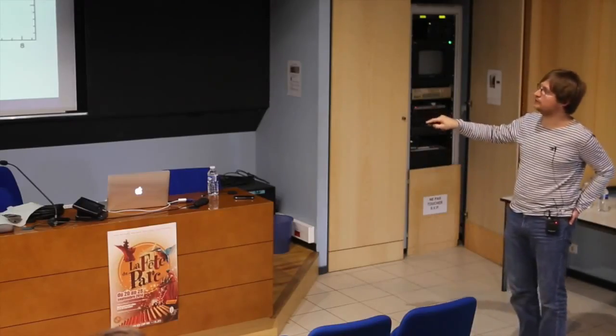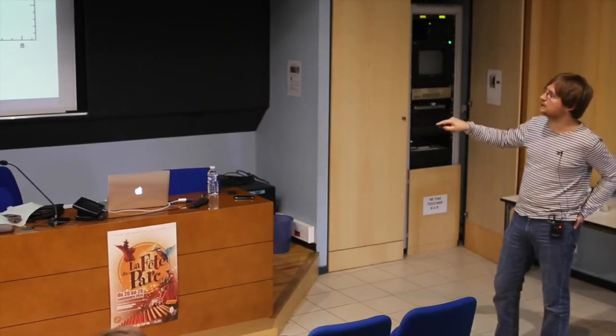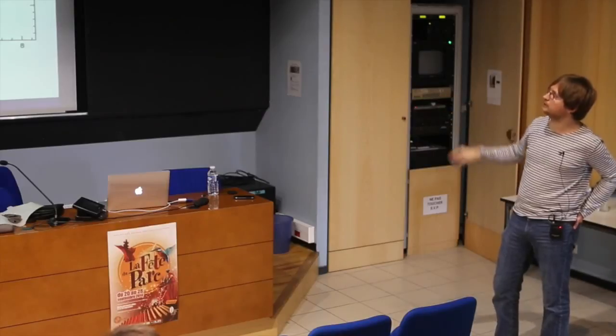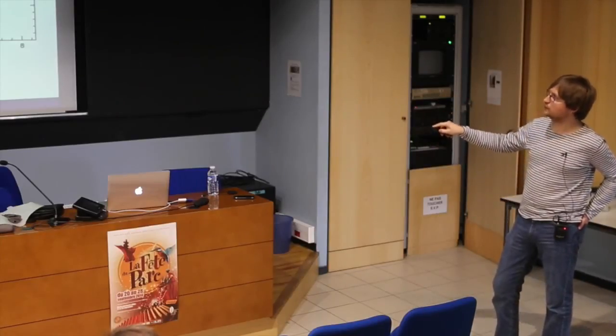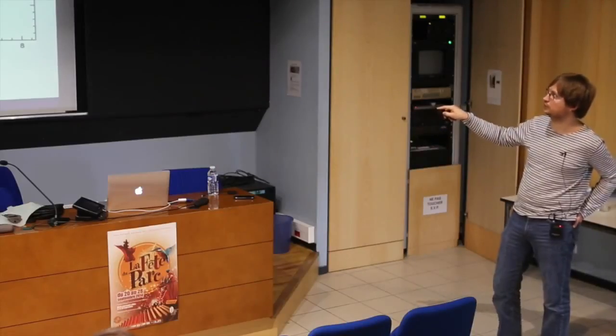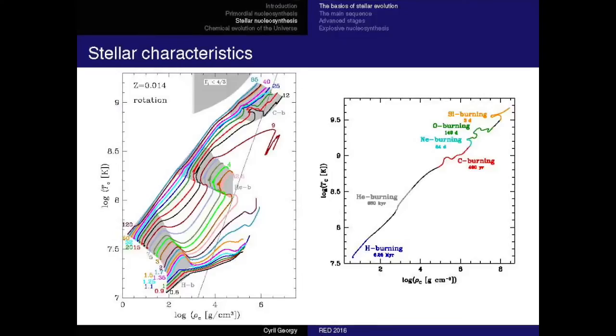The gray zones here are the different burning phases. So here it's hydrogen burning, helium burning here, carbon burning here. You see that the lowest mass stars are not able to go up to carbon burning, for example. They stop before because they are not massive enough to reach a high enough temperature to burn carbon. So this is basically how the central conditions evolve in stars.